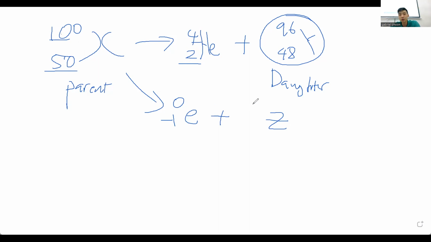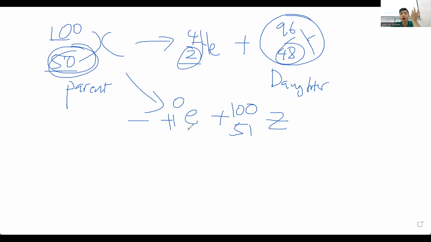So 100 minus 0 will be 100. 50 minus -1, is it 49? Oh, sorry. 51. It's 51. A lot of students get this wrong, because you must always remember it's minus. So 50 minus 2 is 48, right? 50 minus -1 will become 51 here. Yeah, it's a bit of algebra. So these are the decay processes.